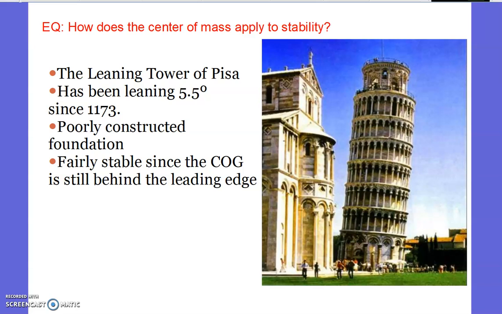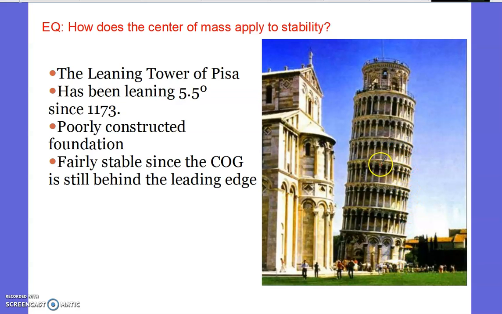An application of the center of mass, or center of gravity, would be the Leaning Tower of Pisa, which has been leaning since 1173 AD. It's leaning because of poorly constructed foundation. It was not built upon a very firm surface, and so this side started to sink, and so it's leaning.